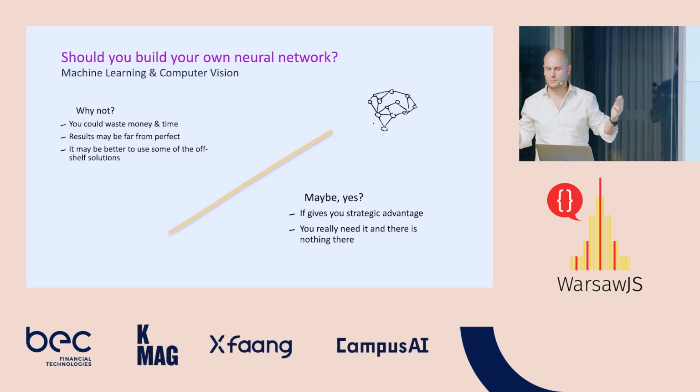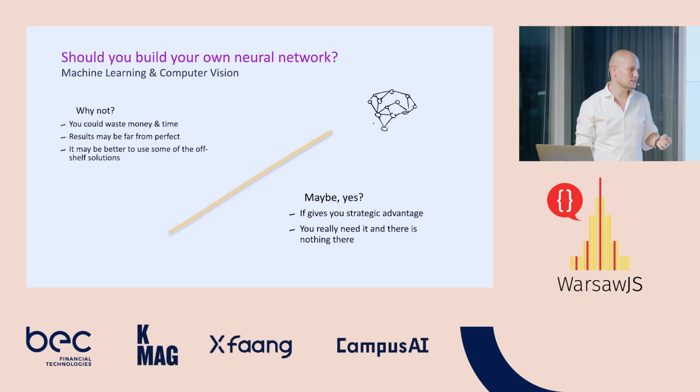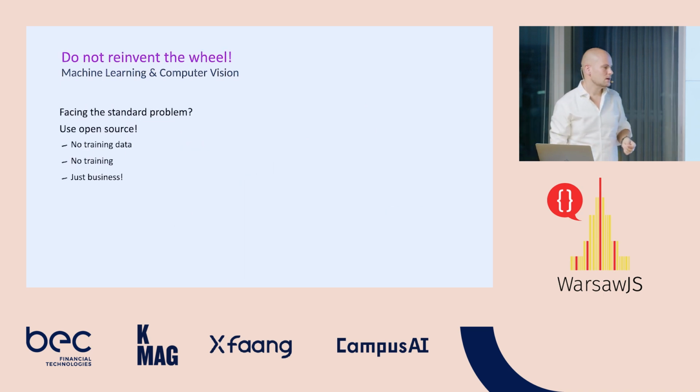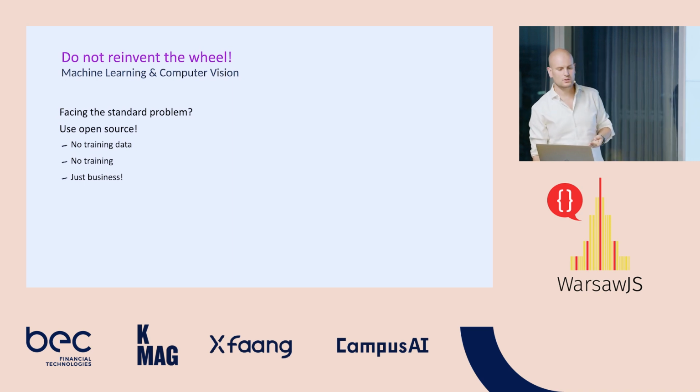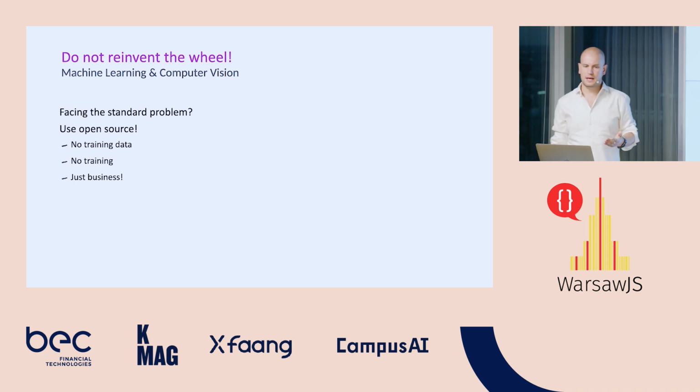You need to have a machine learning engineer to start, and it needs to provide you a really strategic advantage, something where there is nothing on the market that suits your idea. If you want that, then maybe build your own network. But if you are working as a front-end developer, you don't need to reinvent the wheel. You can just, for example, use open source solutions and pre-built models, and then you don't need to train them. You don't need to get the training data.